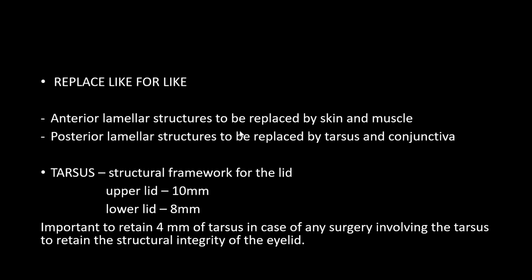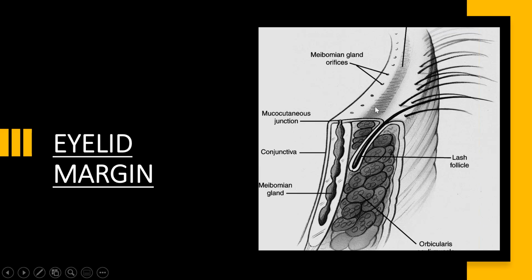Because it gives so much strength to the eyelid, you do not want to excise it so much that eventually the eyelid will become very floppy, right? So when you are excising the tarsus, you make sure that at least 4 mm of the tarsus remains so that the structural integrity is maintained, right? Okay. Yeah. So this is what I was talking about.